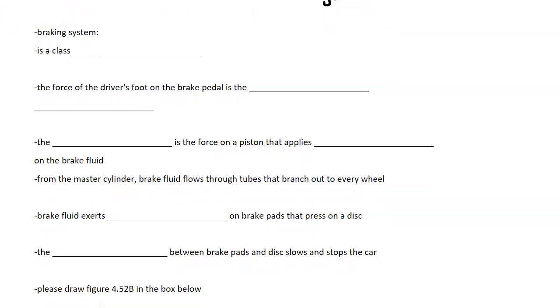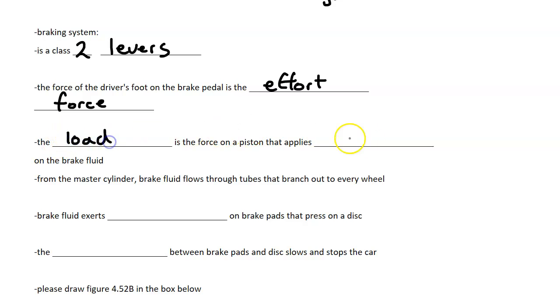Now, if we take a look at the braking system, braking systems are really just class 2 levers where the force of the driver's foot on the brake pedal is where the effort force is happening. The load is a force on the piston that applies pressure to the brake fluid. From the master cylinder, brake fluid flows through the tubes and branches out to the wheel. The brake fluid exerts pressure on the brake pad, which creates the friction.